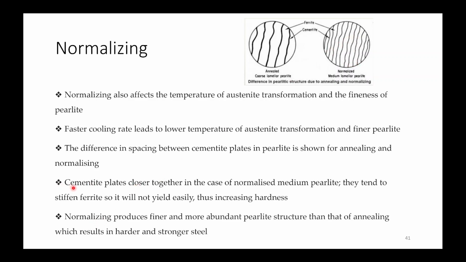The cementite plates will be closer together in case of normalized medium pearlite, and they tend to stiffen ferrite, so it will not yield easily, thus increasing its hardness. Normalizing produces finer and more abundant pearlite structure than that of annealing, which results in harder and stronger steel.